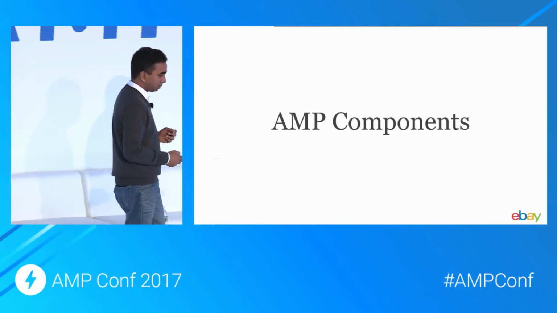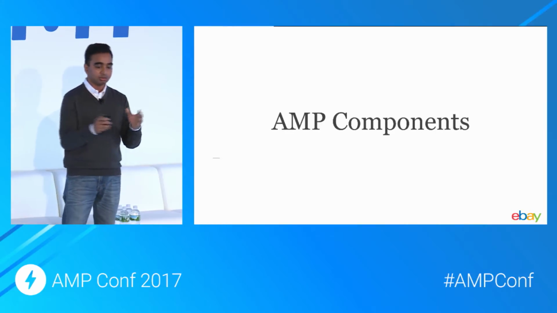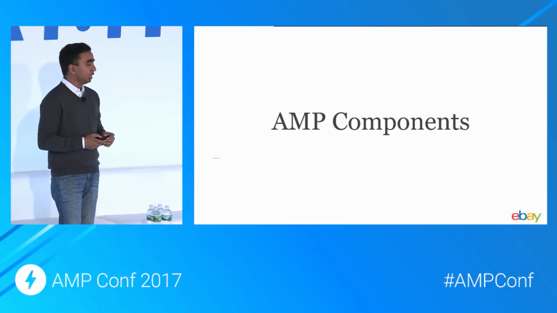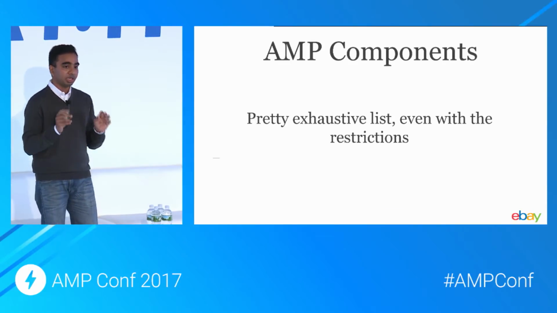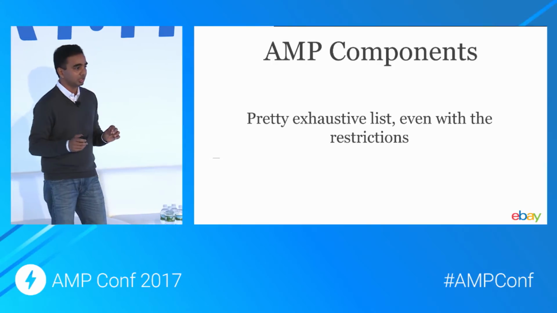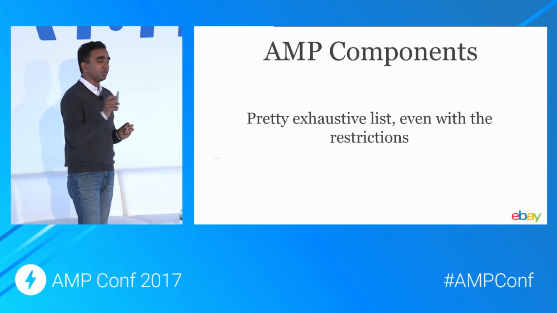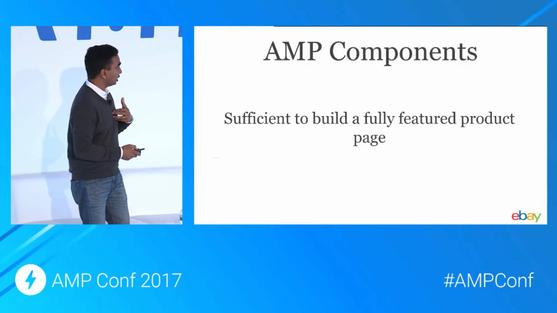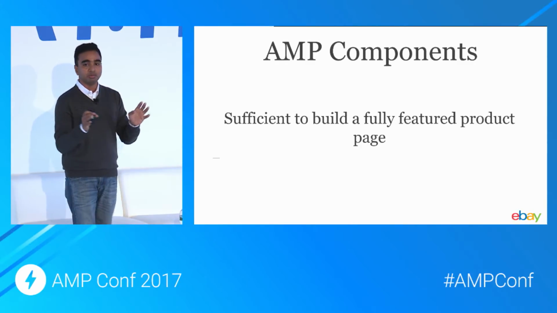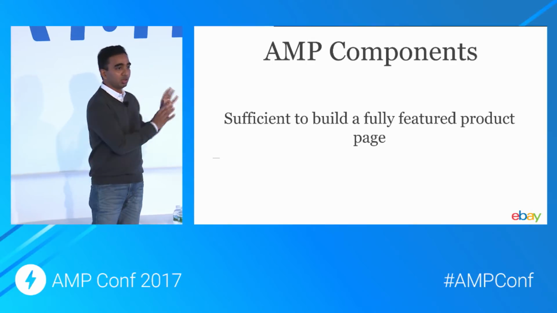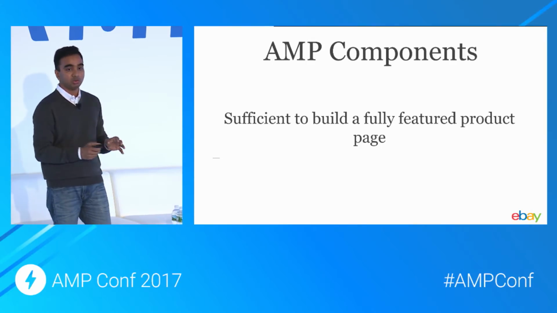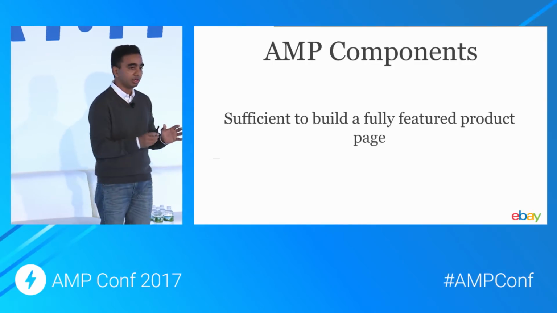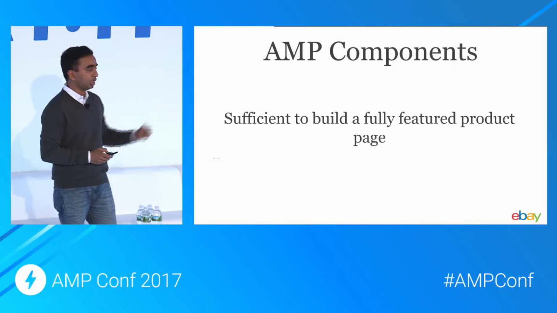Now let's talk about AMP components. Along with the AMP runtime that comes by default with AMP, AMP also has this thing called AMP extensions or components. And to our surprise, it's a pretty exhaustive list, even with all the restrictions. If you see any common UI pattern out there in the wild, you can see it in this AMP component list. But more importantly for us, it was sufficient to build a fully featured product browse page. Of course, you cannot do a transaction or a checkout here, and that was not our intention anyway. We wanted to build a browse page where users come and interact, and this component list was more than enough.